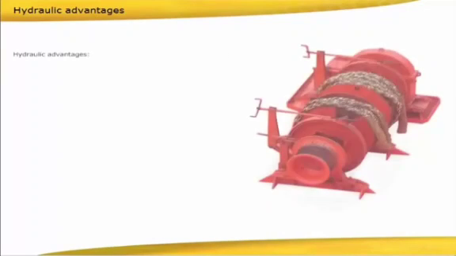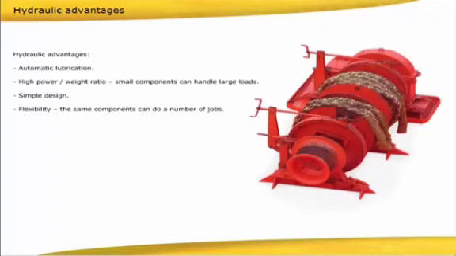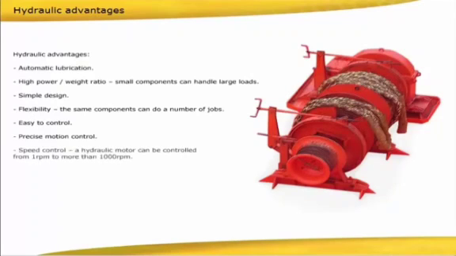Hydraulic advantages: automatic lubrication, high power-weight ratio, small components can handle large loads, simple design, flexibility, the same components can do a number of jobs, easy to control, precise motion control, speed control. A hydraulic motor can be controlled from 1 RPM to more than 1000 RPM.